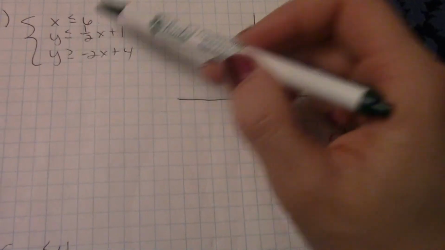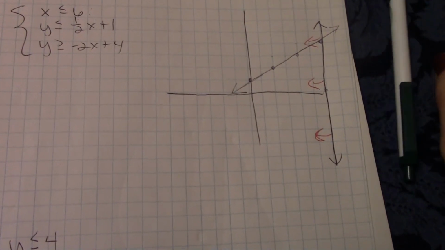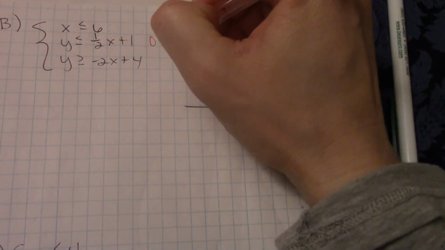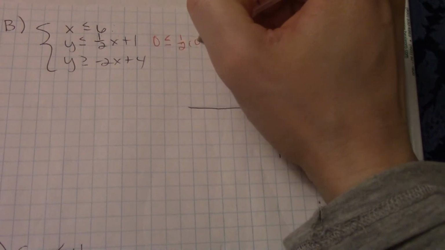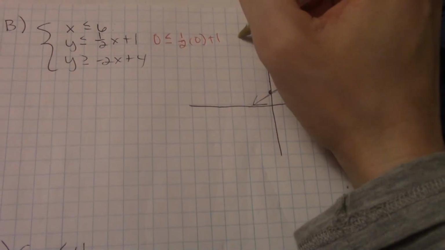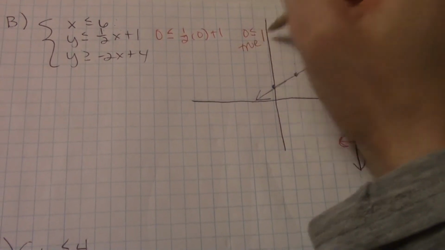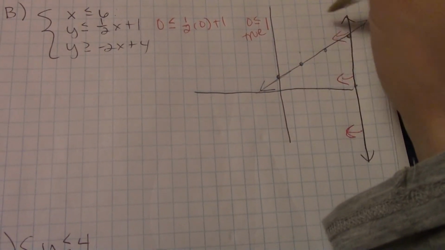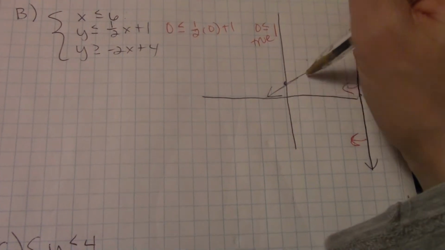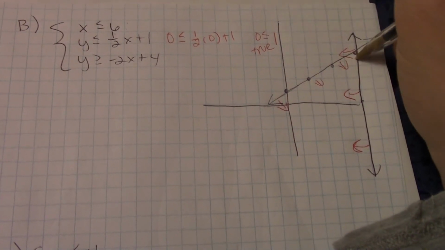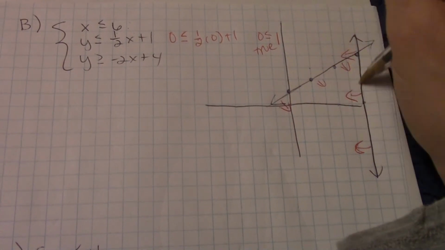Now it says y is less than that. If you do not remember exactly how to find less than, then do your test point. 0 is less than or equal to 1/2 times 0 plus 1. 0 is less than or equal to 1. That is true. So we need to be where 0, 0 is because it was true. So 0, 0 is below, so we're going to stay below. So we are somewhere here so far.